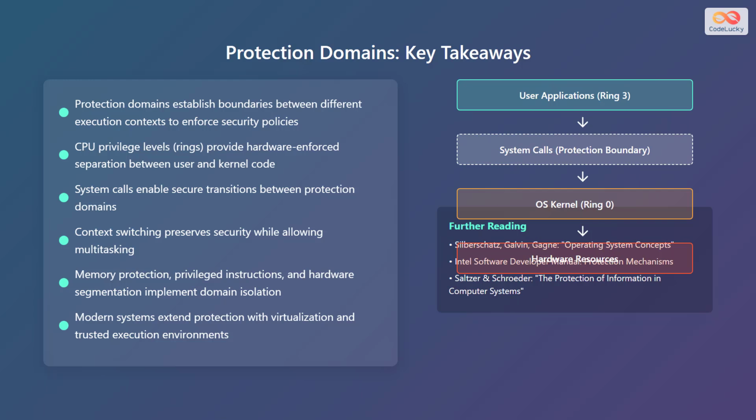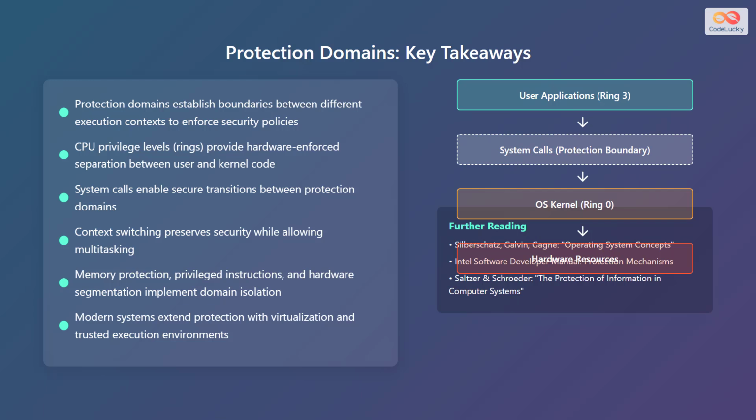In summary, protection domains are a fundamental concept in operating system security. They provide a way to isolate processes and protect the system from malicious or faulty code. Let's review the key takeaways from this presentation. First, protection domains establish boundaries between different execution contexts to enforce security policies. Second, CPU privilege levels, rings, provide hardware-enforced separation between user and kernel code. Third, system calls enable secure transitions between protection domains. Fourth, context switching preserves security while allowing multitasking.